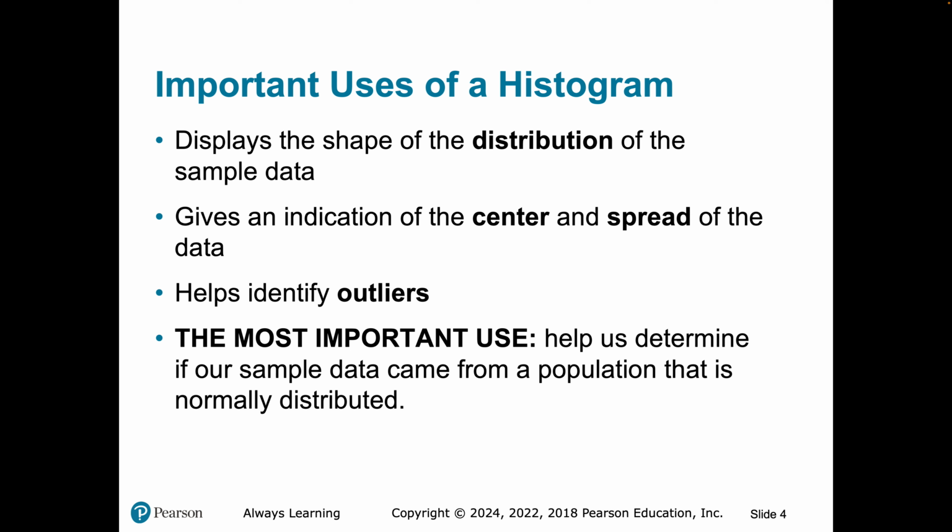To me, all this other stuff is correct. Bullets 2, 3, and 4, those are true statements. I don't necessarily like bullet 3 as much. I think when I want to identify outliers, I'm going to use a box plot. Again, more about that later.